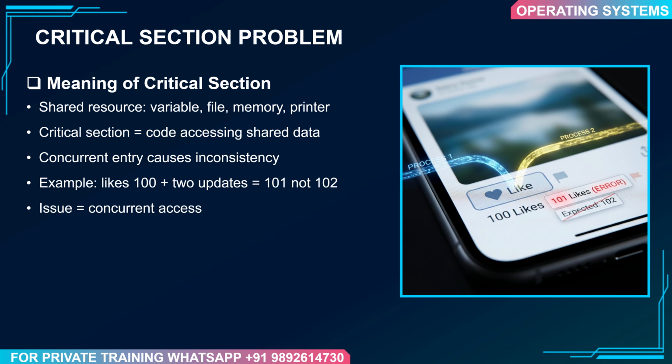One process reads the count as 100 and adds 1. Another process also reads the same 100 and adds 1. If both write back without coordination, the final count may become 101 instead of the correct 102. The issue is not counting. The issue is concurrent access.